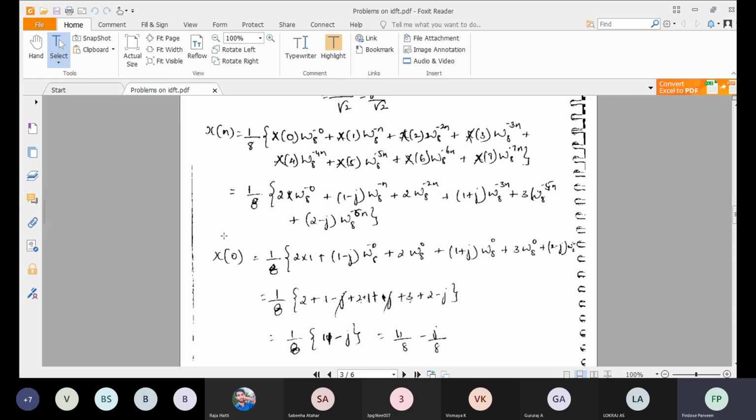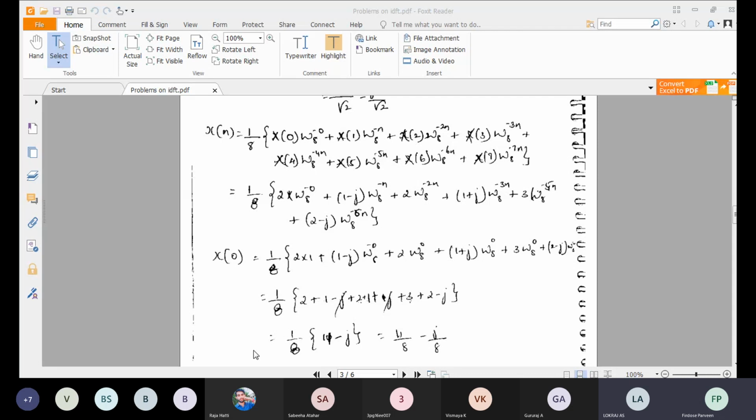So now when I substitute for n is equal to 0, x of 0 is equal to 1 by 8, 2 into this all becomes 0. This is 0, this is 0, this is 0, this is 0, this is 0 and this is 0. So we know that w to the power of minus 0 is 1. So when I substitute, what will I get? It is 11 minus j, divided by 8. So that is nothing but 11 by 8 minus j by 8. Got x of 0, everyone? Everyone got the same thing? Yes, ma'am. Good.